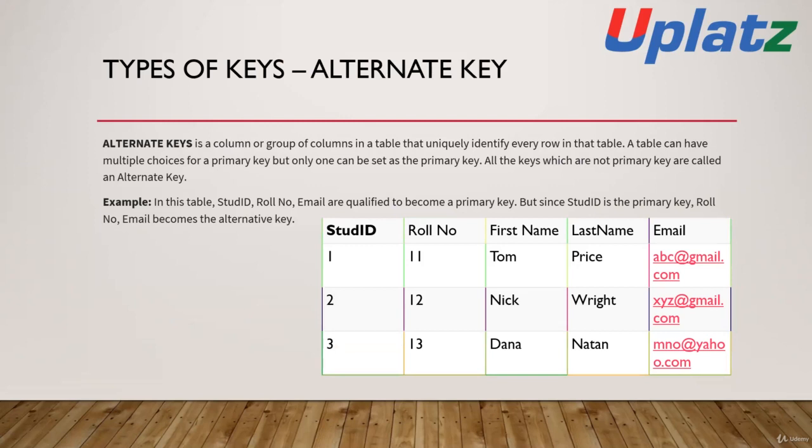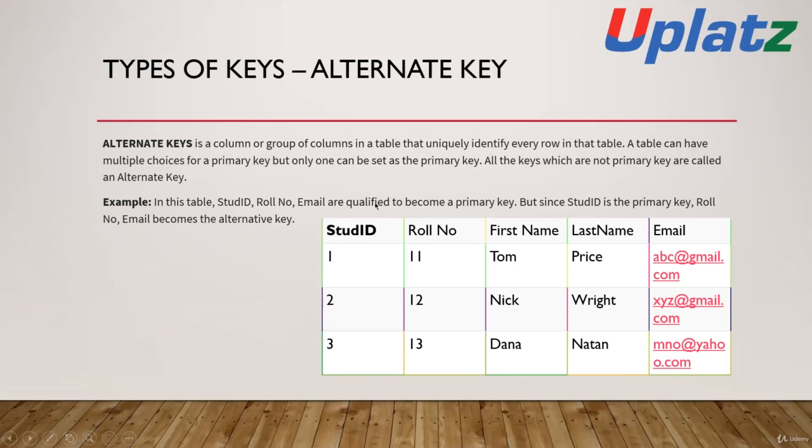So there are various methods to uniquely identify a particular row. But as we have a constraint that primary key can be only one for any given table, in that case, all the remaining ones become the alternate key. So if you see in this example, we have student ID, roll number, and email. They're qualified to become a primary key as they uniquely identify a row. But since student ID is the primary key, as student ID alone is enough to identify a single row, we can say that roll number and email, they become the alternate keys.